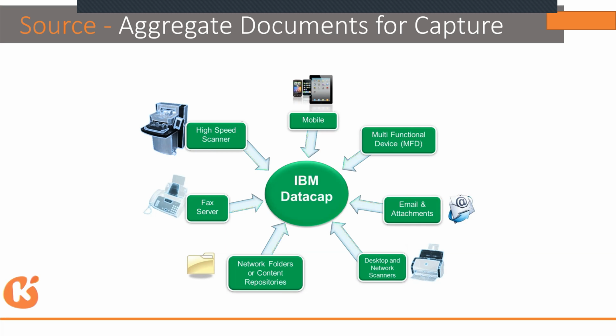We also have MFP devices. These are high speed scanners that can scan thousands of documents per hour into Datacap. After that, Datacap will transform the data and deliver it. Like that, we have fax servers, network shared folders, emails, multifunctional devices, and desktop scanners, which are small kinds of scanners. Using all these sources, we can give documents as input to Datacap.